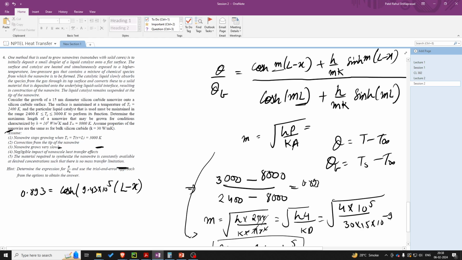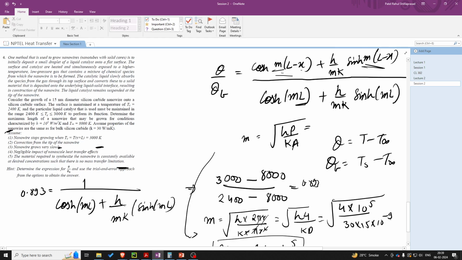You can put the value of x equal to L, since we had taken this 3000 Kelvin. So the numerator term, that is cosh m(L minus x), will become 1 and the sinh term will become 0 by putting x equal to L. So it will become 1 upon this simple term, cosh mL plus h upon mk sinh mL. Now you can put all the values of h, k. The only unknown remaining is L.